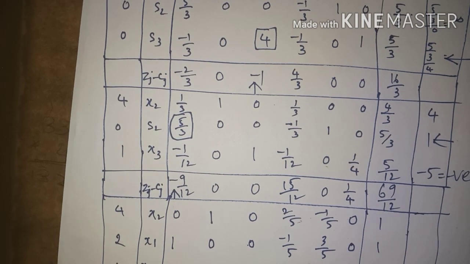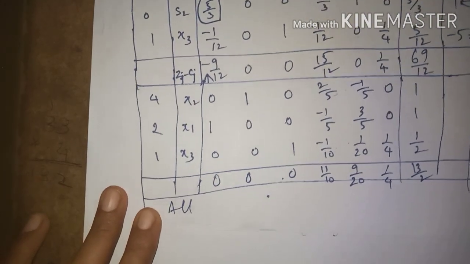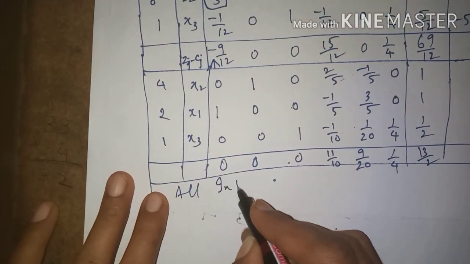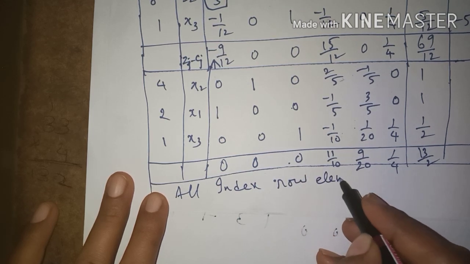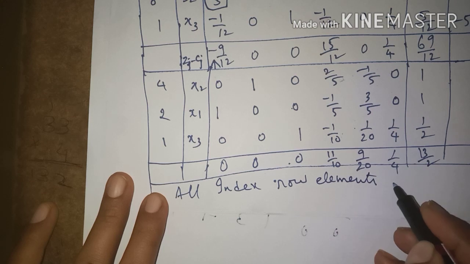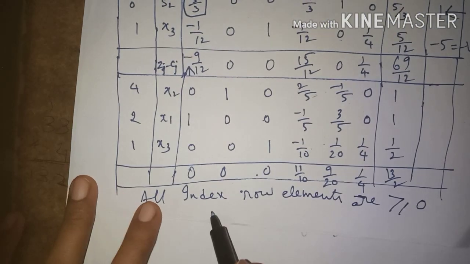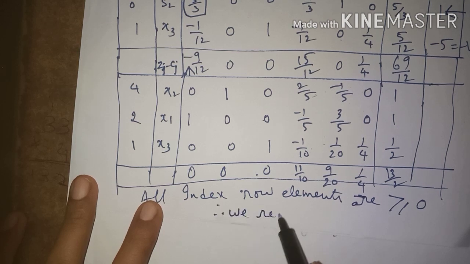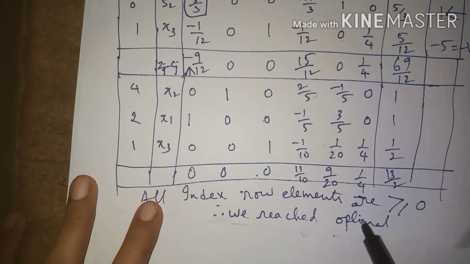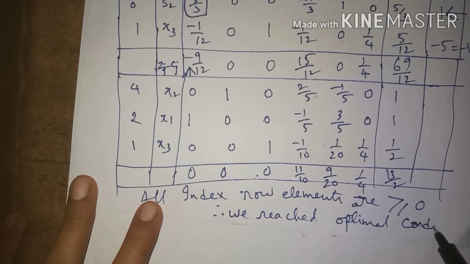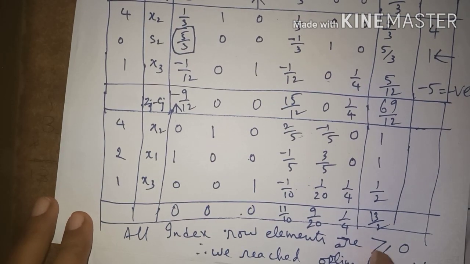Now all index row elements are greater than or equal to 0. Therefore, we reached optimal condition. We reached the optimal condition.